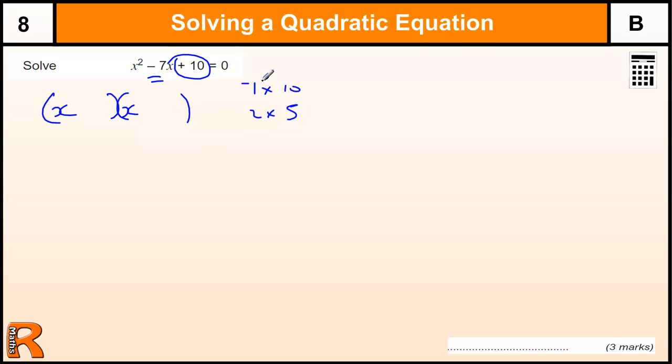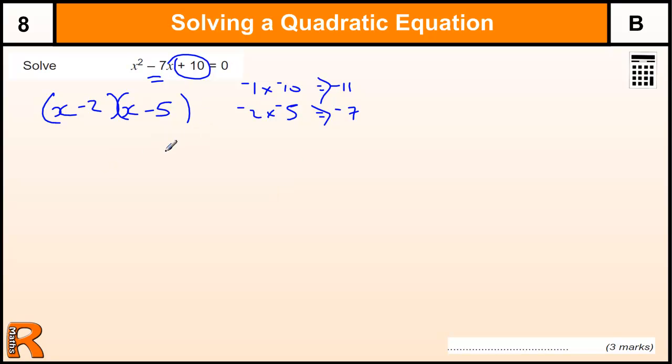So we've got to remember that these both have to be negative. It's the only way you can add to get a negative in the middle and multiply to give you a positive value. Which one adds to minus 7? The minus 2 and minus 5. So minus 2, minus 5. If you got that far, you'd have got 2 out of 3 marks.